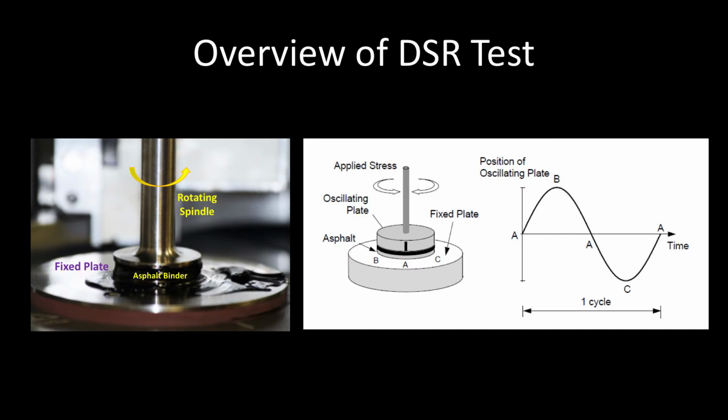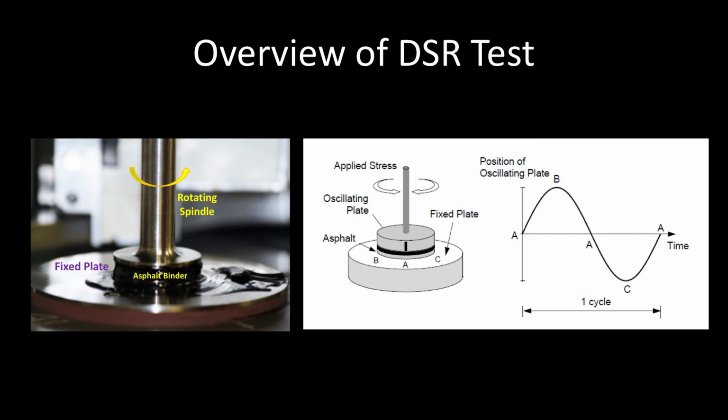The DSR test uses a thin asphalt binder sample sandwiched between two circular plates. The lower plate is fixed while the upper plate oscillates back and forth across the sample at 10 radians per second, or 1.59 hertz, to create a shearing action. The specified DSR oscillation rate of 10 radians per second is meant to simulate the shearing action corresponding to a traffic speed of 55 miles per hour.